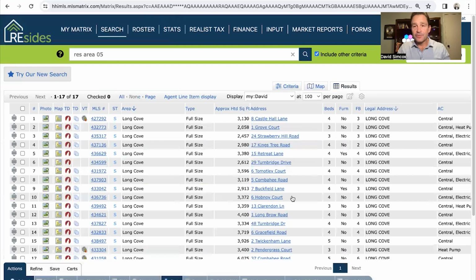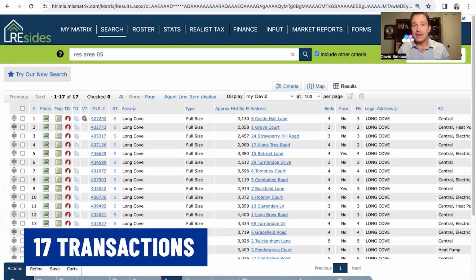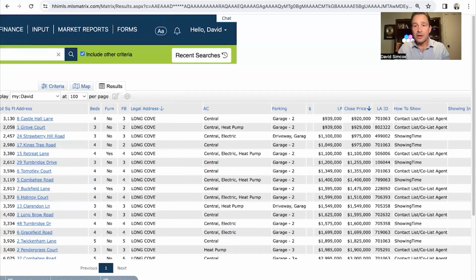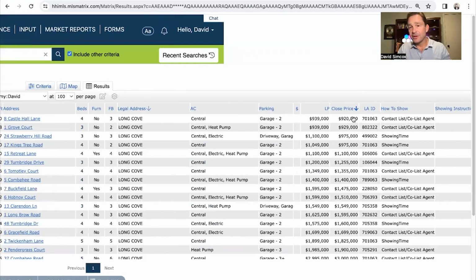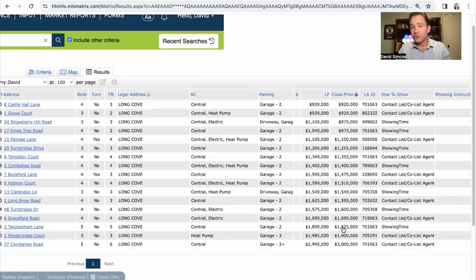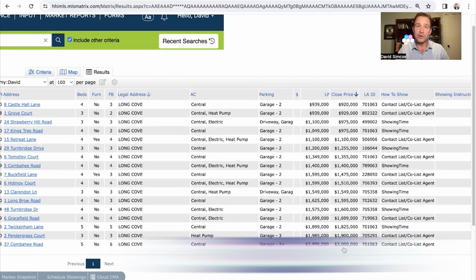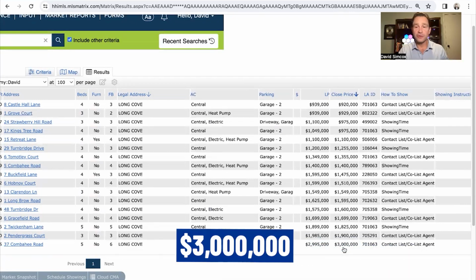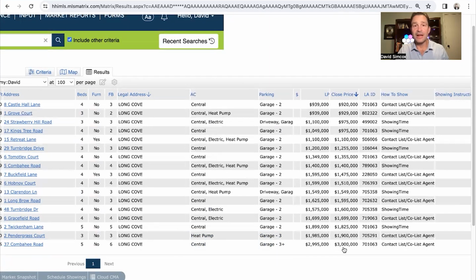In the past year, looks like there were 17 transactions in Long Cove Club, and price ranges anywhere from $920,000 was the least expensive, several in the 900s, and then we quickly jump into the $1 million plus range. $1 million to $2 million looks like the vast majority of these transactions. And then it looks like there was one deal here for $3 million. So in the past year, it looks like the most expensive sale was $3 million.